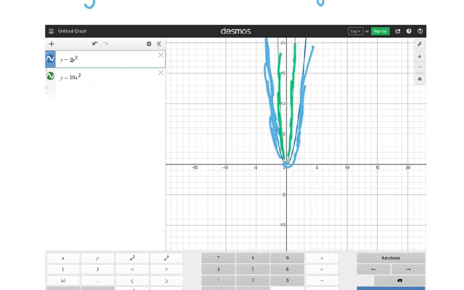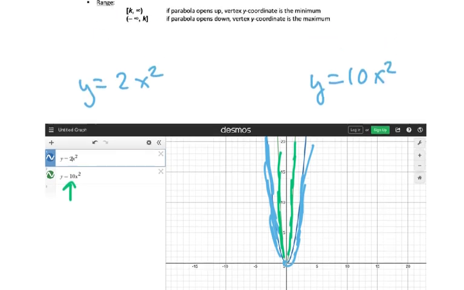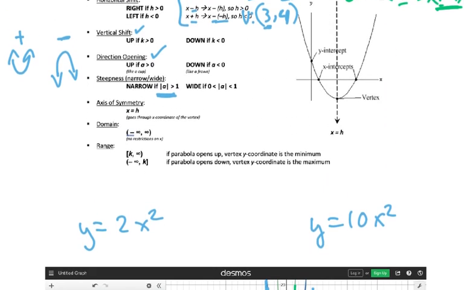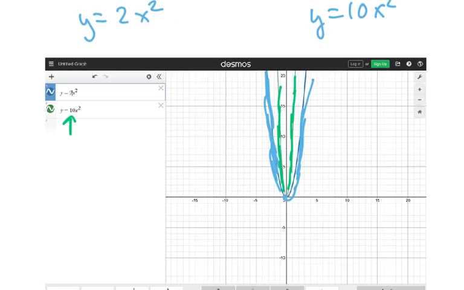So what essentially happens is just like the steepness of a line. I like to say the bigger the a value, the more the graph tends to hug the y-axis. The other way that people like to talk about it is sort of like a rubber band effect.